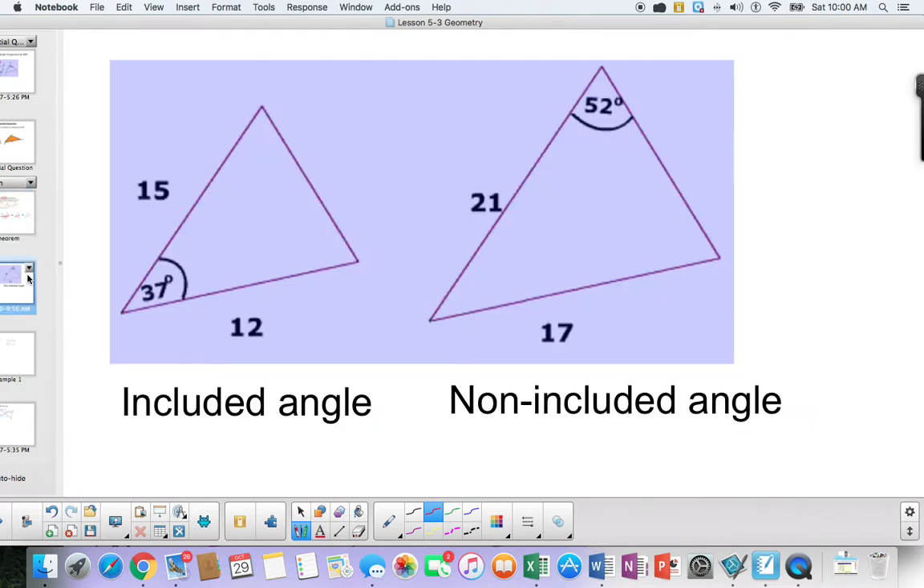Before we go any further, let's talk about included angle versus non-included angle. Included angle means it's the angle found between the two sides that you are talking about. So with 15 and 12, this is the angle formed by the two sides. This is a non-included angle. The included angle would actually be this, and non-included means that it's not between the 21 and the 17.